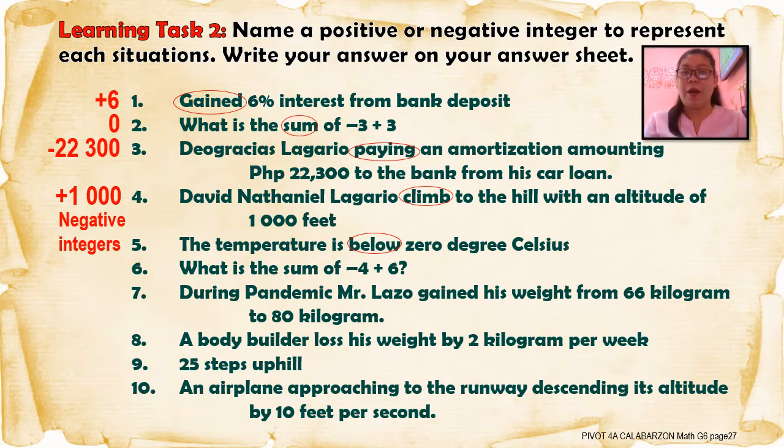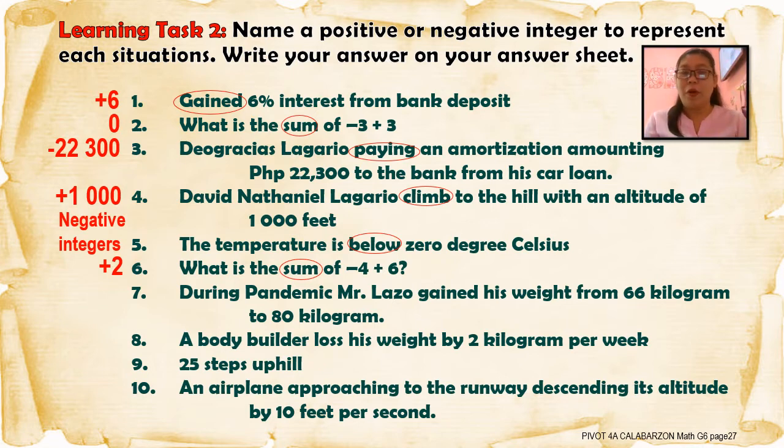Number 6 is a hard one because we haven't discussed it, but it's included in the task. So for those who answered it correctly, congratulations, you have advanced lessons. The answer would be positive 2. And that would be our next lesson, which is operations on integers.